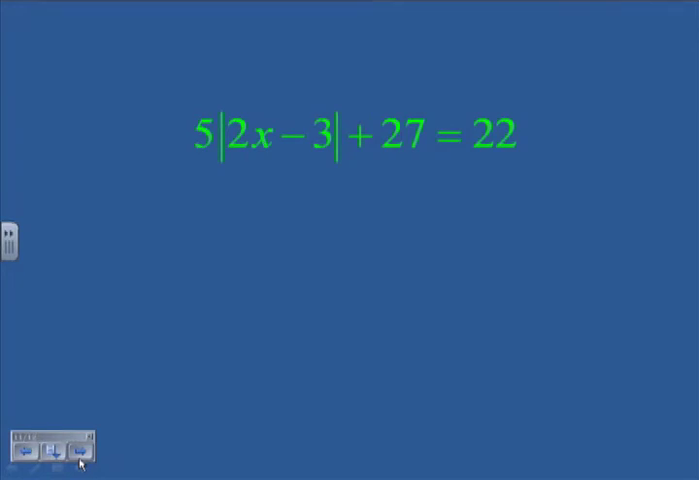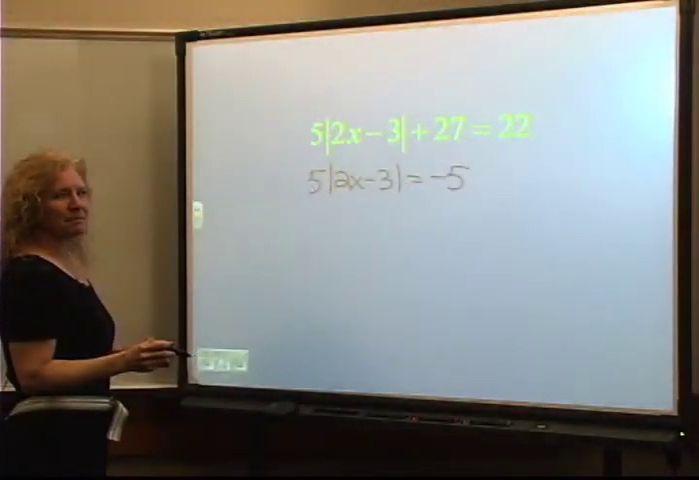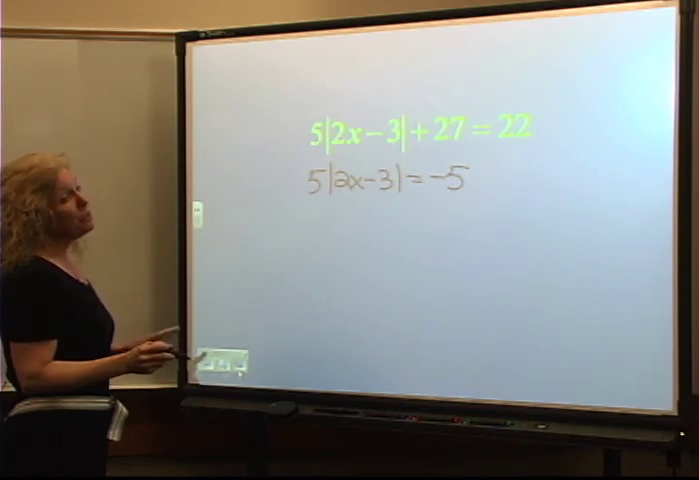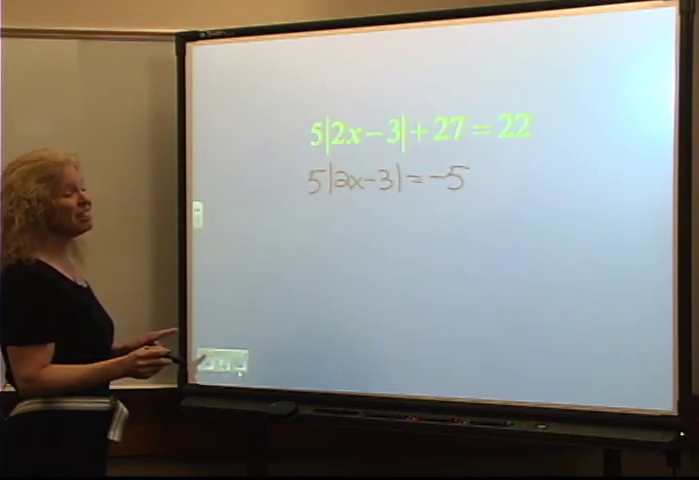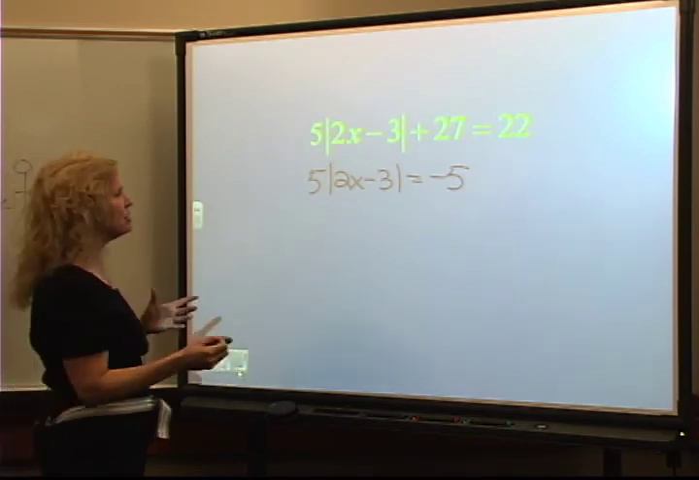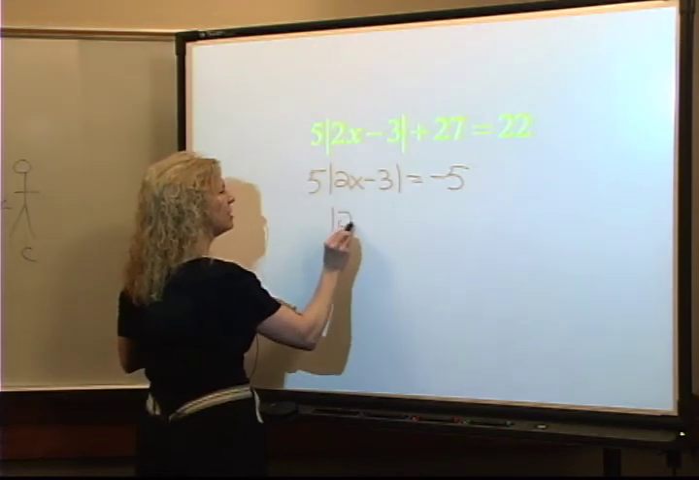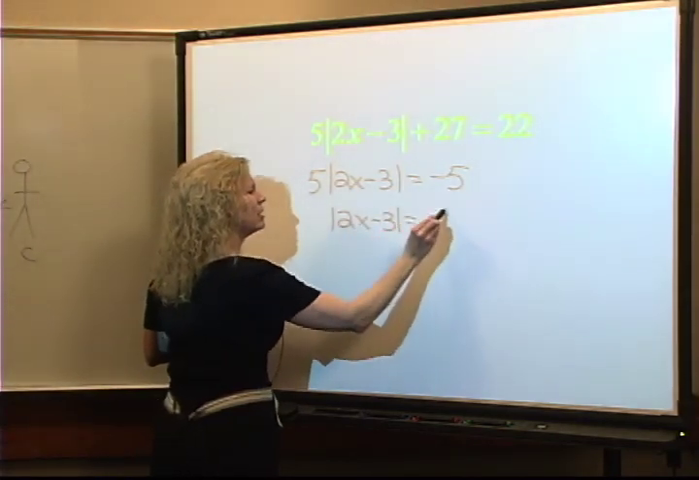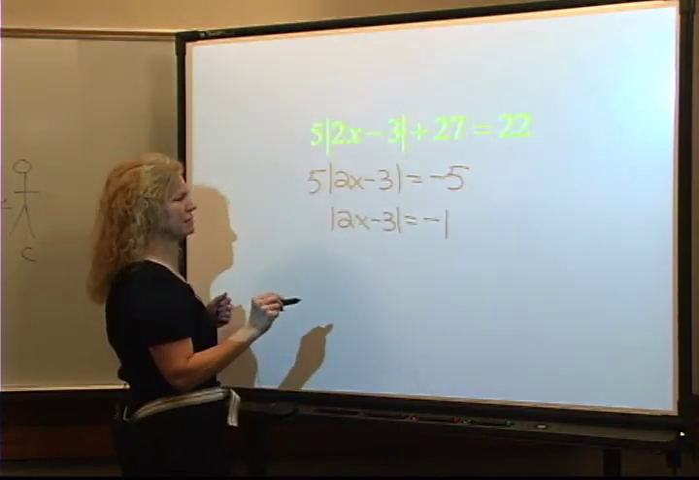Well, this looks a lot like the last guy. All right, let's move the 27. Okay, we get 5 absolute value is equal to negative 5. Now, you know, you might be thinking at this point in time, this is a little bit weird, isn't it? Or maybe it hasn't dawned on you yet. I could divide the 5 off. Of course, that didn't help the problem, did it?